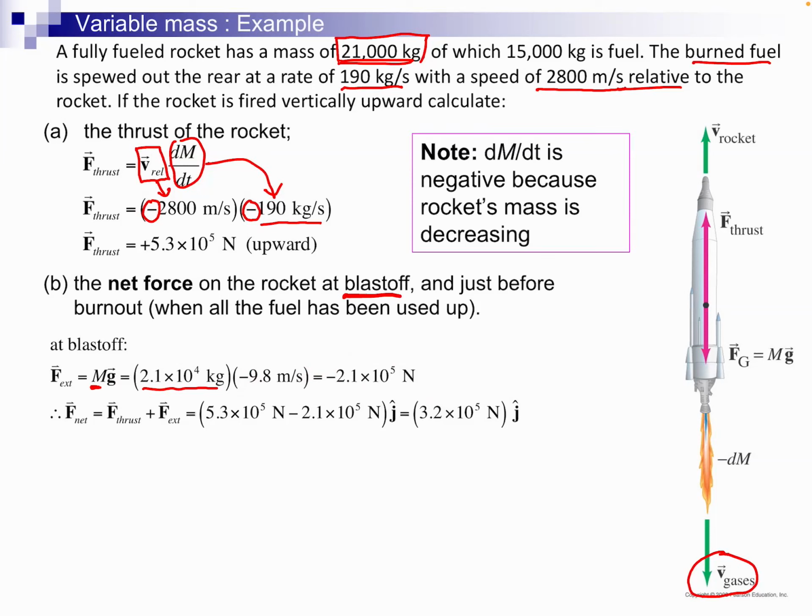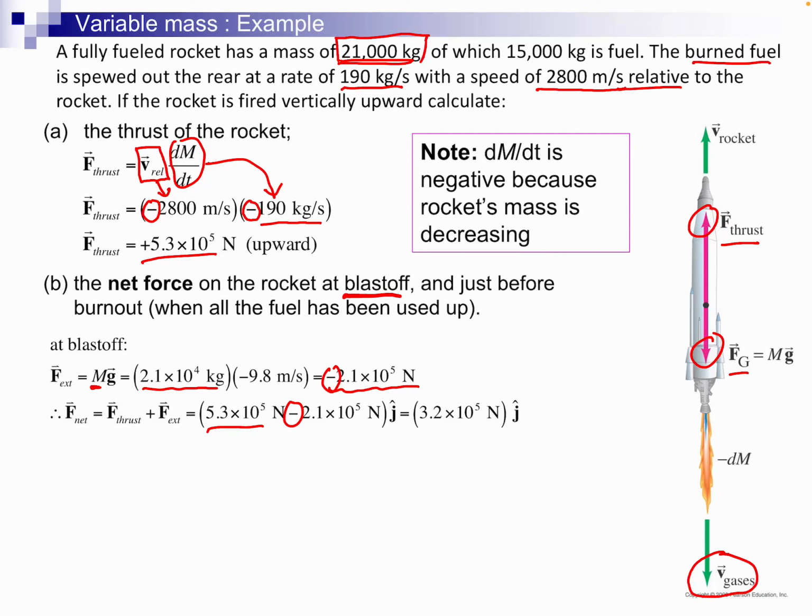So the net force will be the thrust. Thrust is upwards, gravitational force or weight force is downwards. So your net force consists of thrust plus weight force. The thrust, we've calculated from question A, and weight force is what we calculated from m times g. Remember again the negative sign there. All right, does that make sense for net force?